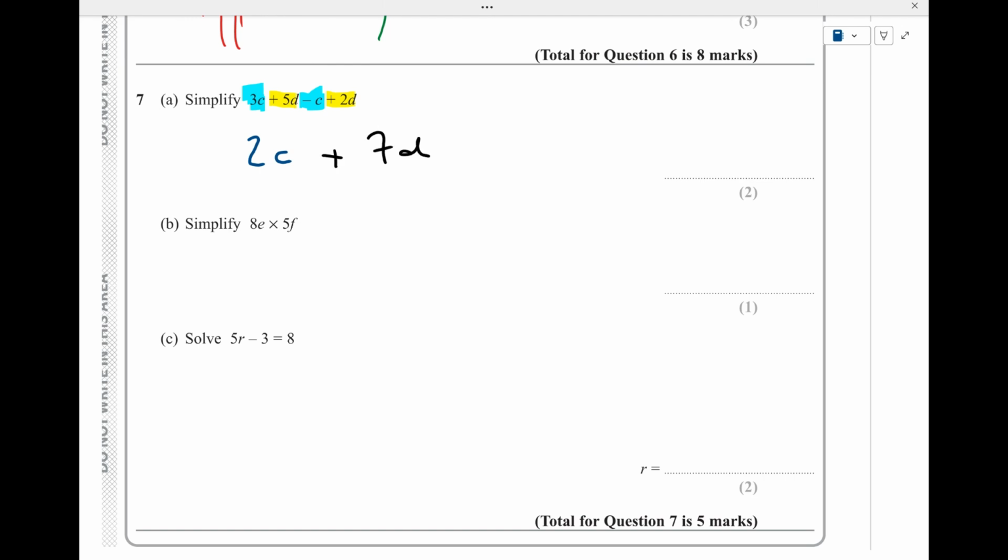So there's my answer. 8E times 5F. 8 5s are 40. It's 40EF.